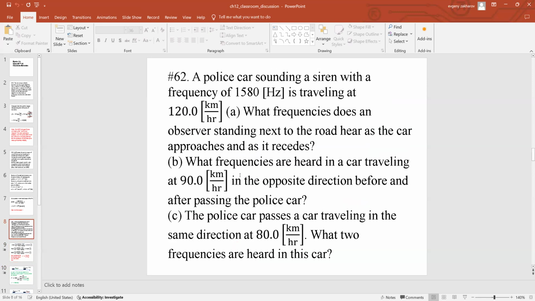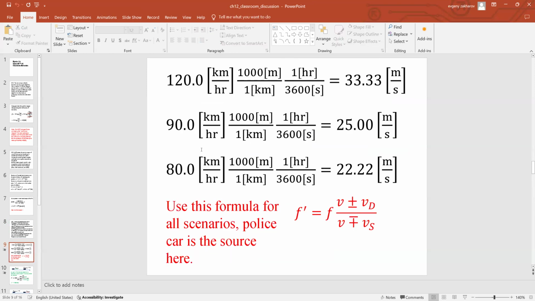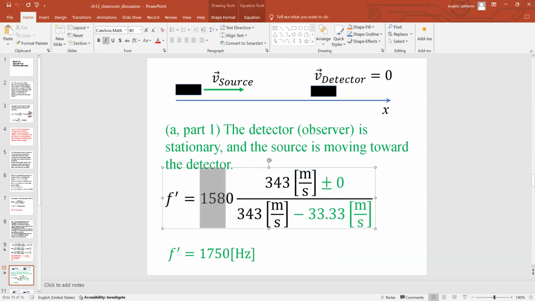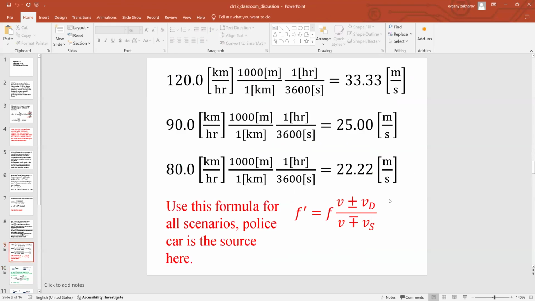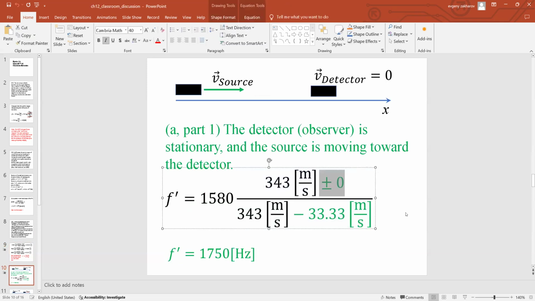The original signal, once again, was 1580. 1580 is what you would detect if there were no motion at all. No Doppler effect, no motion, you would detect 1580 hertz. So you start with 1580, and then it's V, which is the speed of sound. This time we're doing sound, so just 340. And your detector is just 0, so it doesn't matter plus or minus, you can ignore this part altogether.